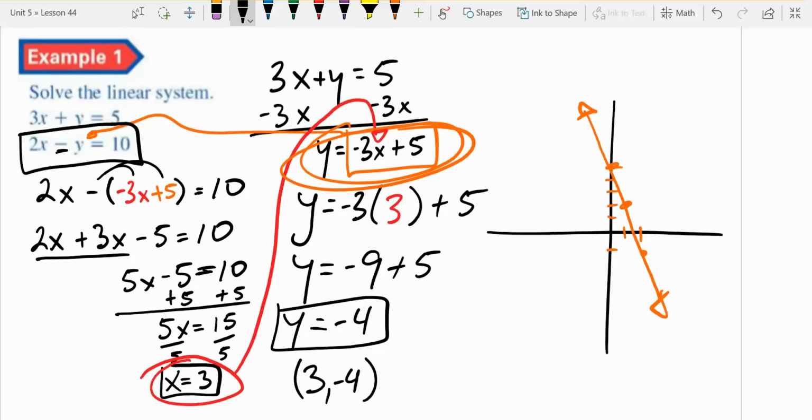Let's do this in a different color. How about green? We can see our x-intercept: 2x equals 10, so our x-intercept is 5. 1, 2, 3, 4, 5. And our y-intercept: negative y equals 10, so the y-intercept is negative 10. 1, 2, 3, 4, 5, 6, 7, 8, 9, 10. And pretend I can draw a straight line, and we're going to meet over here at 3, negative 4.